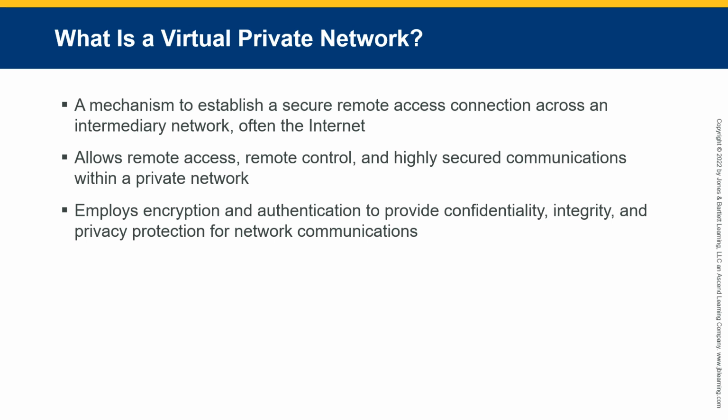So, in other words, a VPN is something that allows remote access, remote control, and highly secure communications within a private network. A VPN also employs encryption and authentication to provide confidentiality, integrity, and privacy protection for a network communication to occur. So, a lot of people have a concept of what exactly a VPN does here.